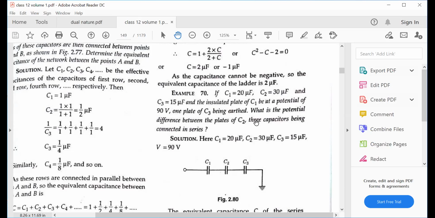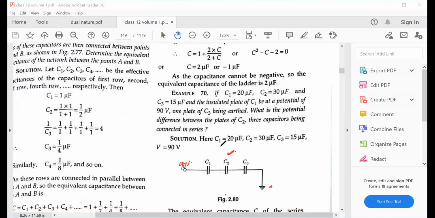Okay, so let's see the question. In example 70, C1, C2 and C3 are 20 microfarad, 30 microfarad and 15 microfarad, and the insulating plate of C1 is at a potential of 90 volts. One plate of C3 is earthed. What is the potential difference between the plates of C2? So we are going to find the voltage for it.